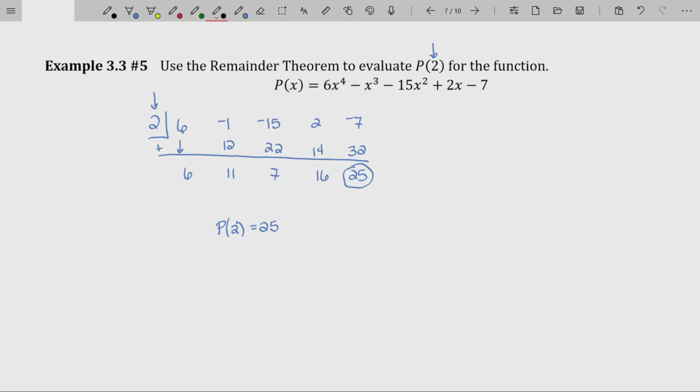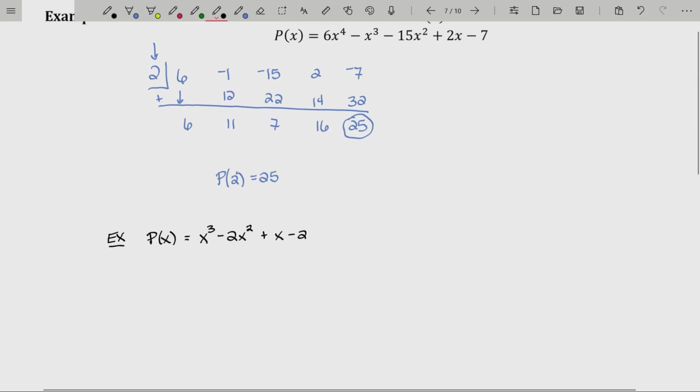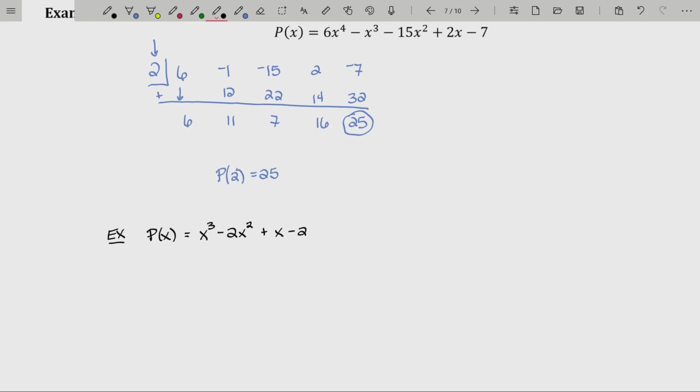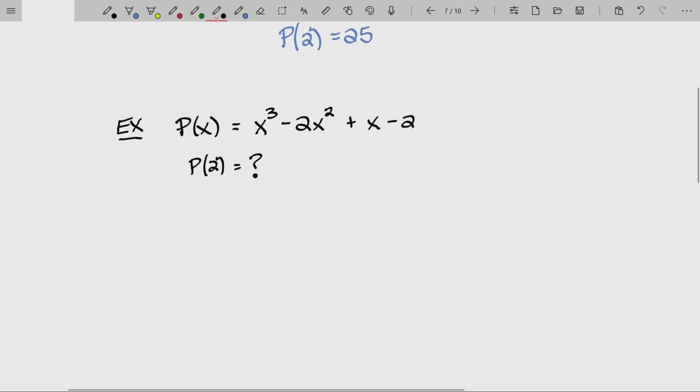And actually, I don't have it as an example, but I'm going to throw an extra example in here. So let's suppose we have a different polynomial. Let's say it's, I don't know, x cubed minus 2x squared plus, excuse me, x minus 2. And I said evaluate that at 2. P of 2 is equal to. Now I get it that you could just plug in 2. But remember, we're focusing a little bit here on the remainder theorem. So let's go ahead and just evaluate this using the remainder theorem.